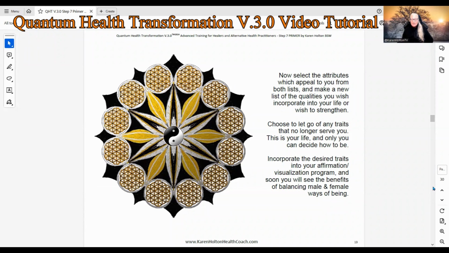Incorporate the desired traits into your affirmation visualization program, and soon you will be seeing the benefits of balancing male and female ways of being.